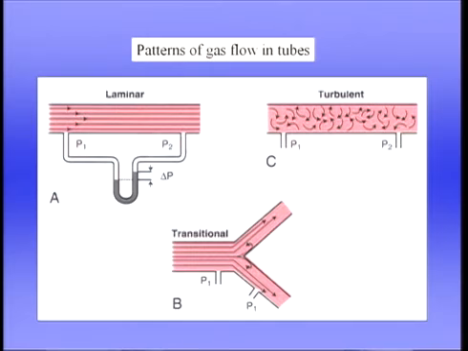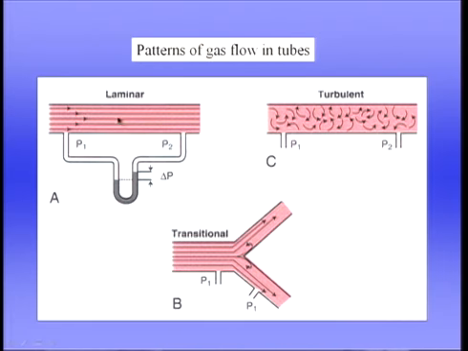To introduce this, we first need to look at airflow through tubes, and this is shown in this image here. Now if we have a tube for which gas is flowing at a relatively slow rate, we have what's called laminar flow. In laminar flow, all the particles of the gas are moving parallel to the sides of the tube, so it's a very well-behaved system of flow. Of course, the pressure at the upstream end of the tube has to be greater than the pressure at the downstream end, otherwise there's no flow.